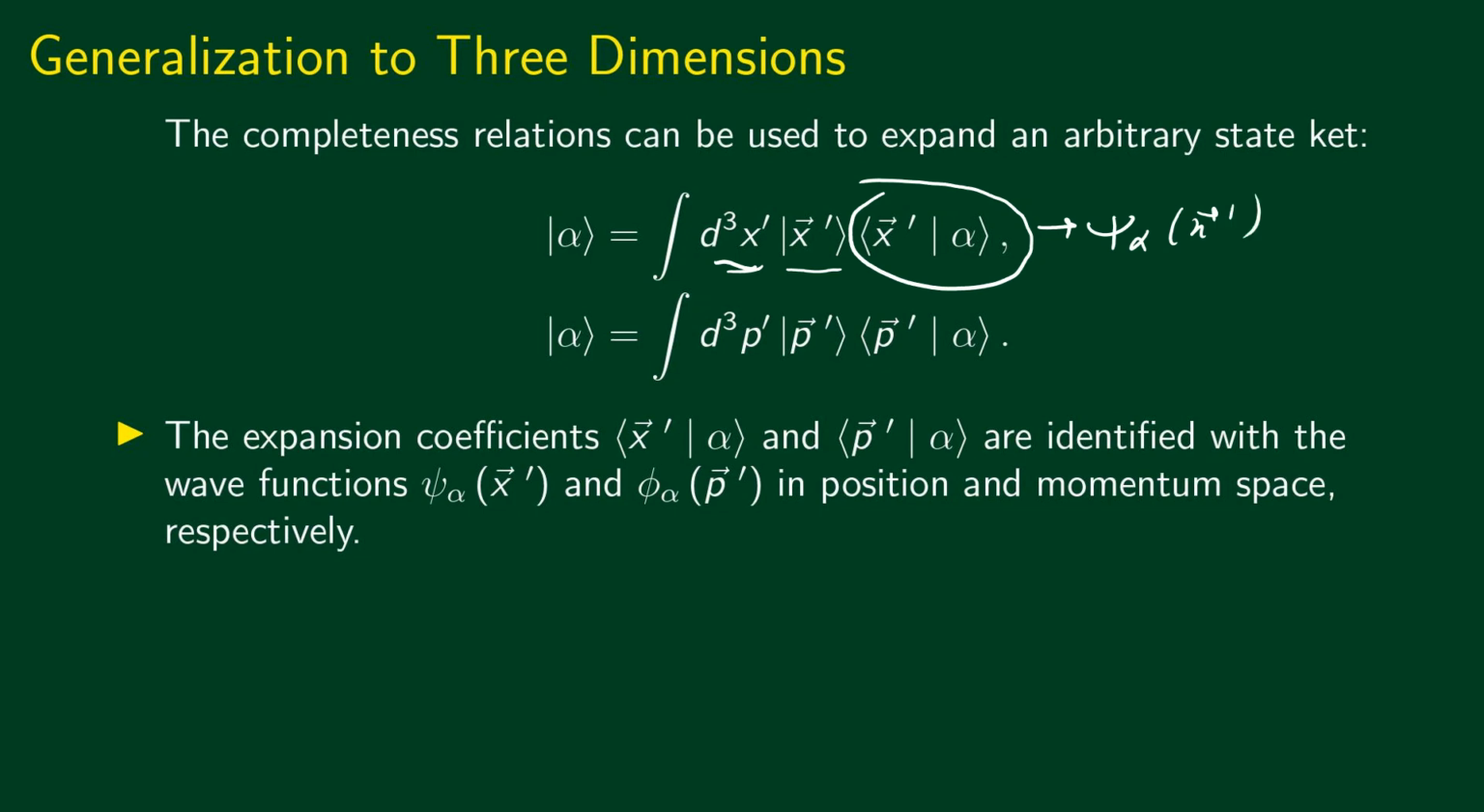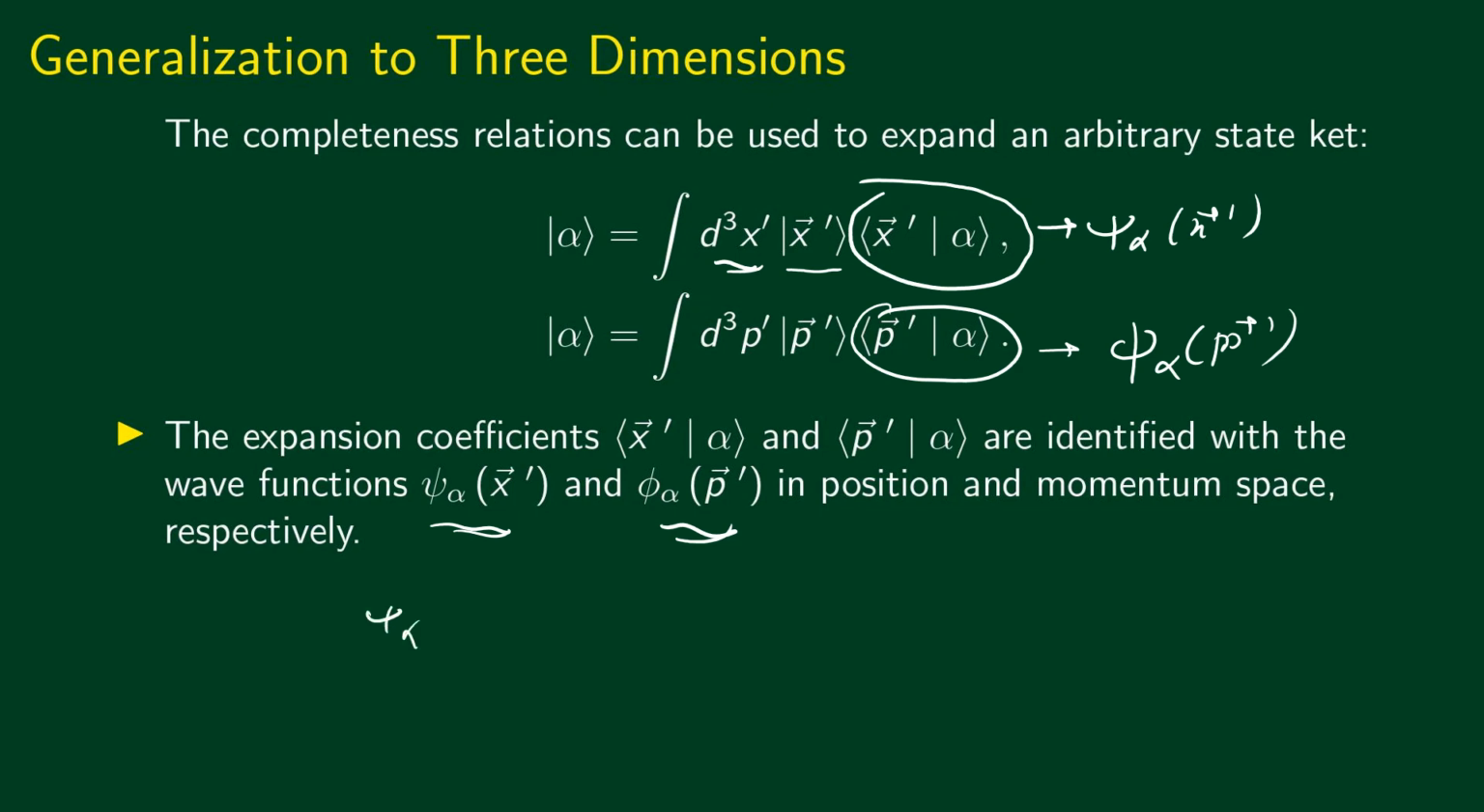Similarly, in the momentum space, we can use the completeness relations for the momentum eigenkets, and we can write ket alpha as the integral d cubed p prime ket p vector prime bra p vector prime ket alpha. Right? This again is the identity operator, or the completeness relation for the momentum eigenkets in 3 dimensions. Okay, and here again we have a wave function which we can denote as phi alpha of p vector prime. Okay, so these are the expansion coefficients. These expansion coefficients are identified with the wave functions psi alpha of x vector prime and phi alpha of p vector prime in position and momentum space.